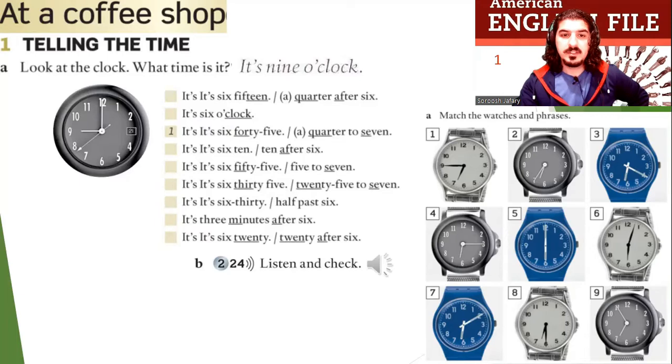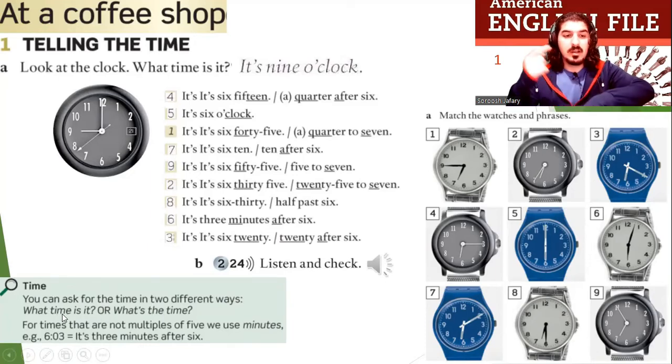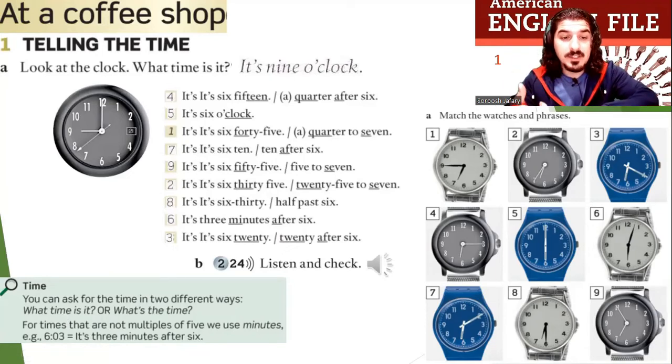Okay, very nice. These are the answers. Well done. You did very good. Now, time. You can ask for the time in two different ways. How? What time is it? Or what's the time? Okay? For times that are not multiples of 5, we use minutes.